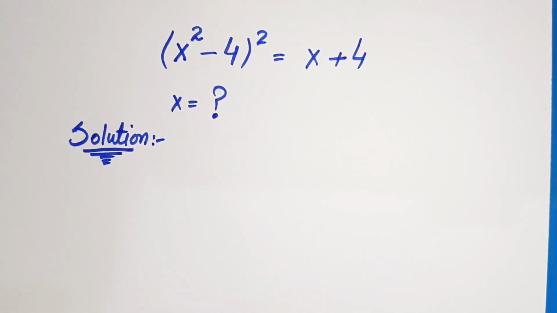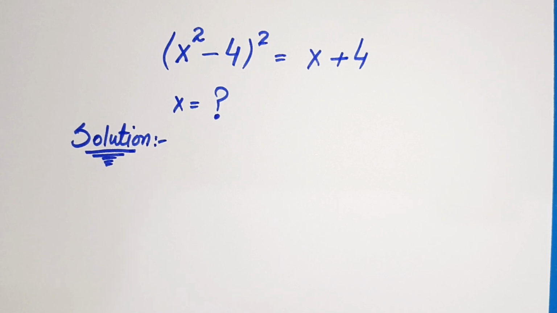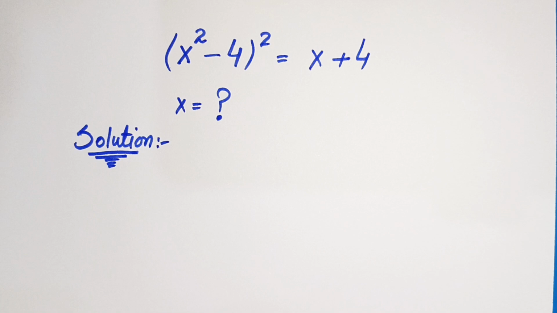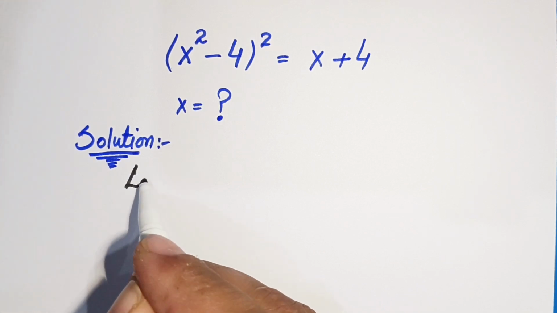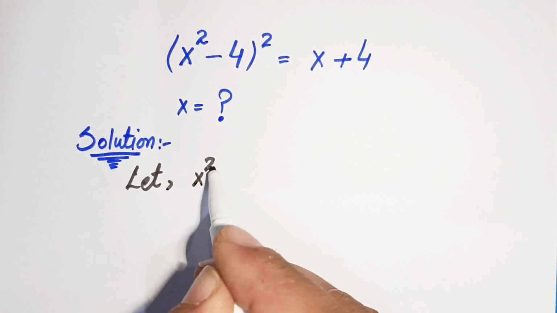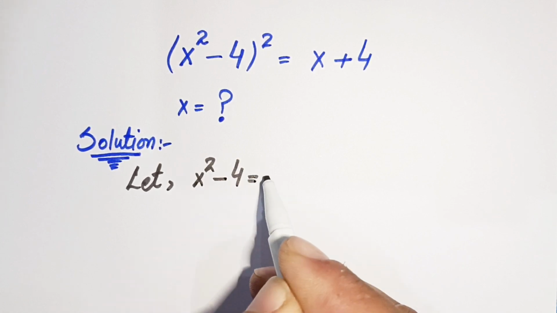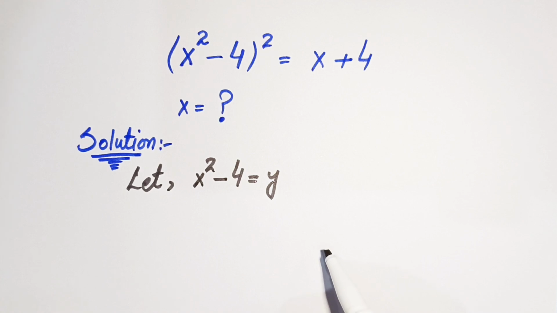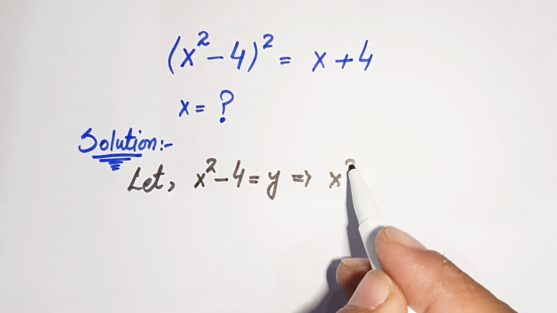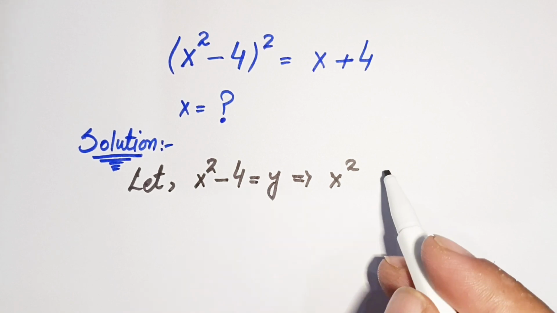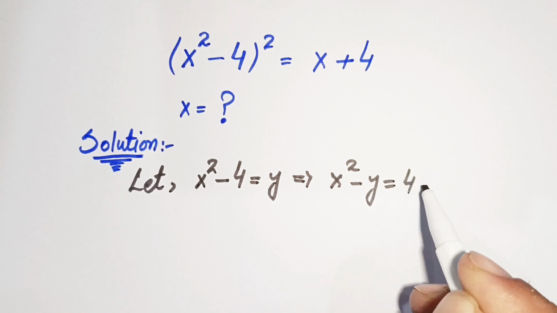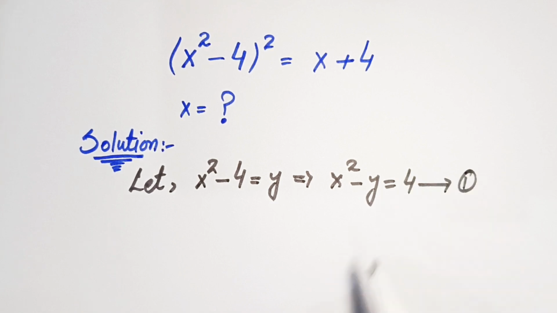Today our question is (x² − 4)² = x + 4. So we need to find the value of x here. Now, starting our solution, let us suppose that this x² − 4 is equal to y. So we can also write this as x² − y = 4, shifting y to the left hand side. Let's say it is our equation 1.